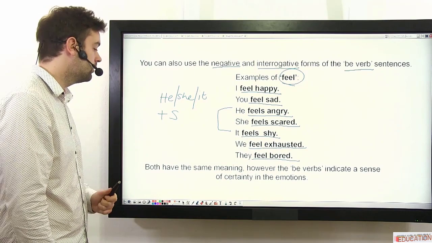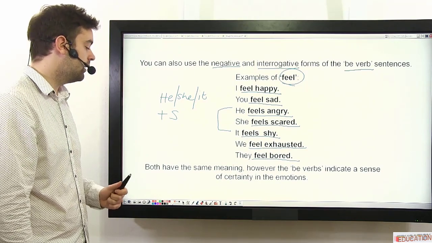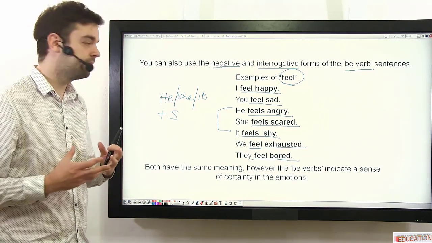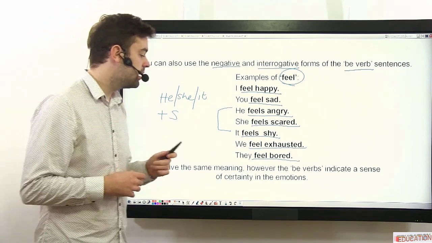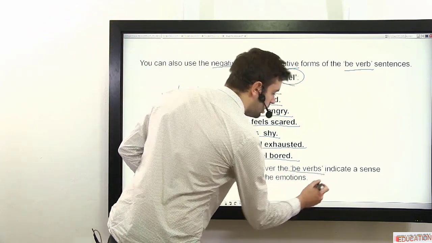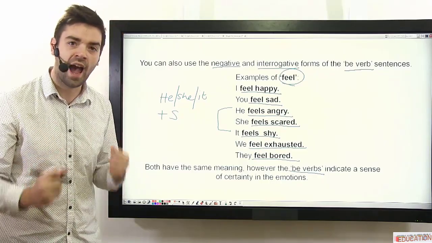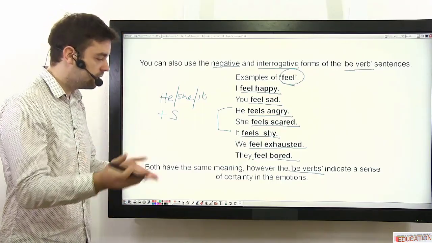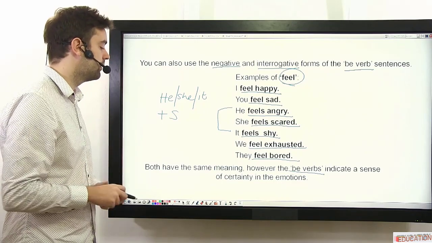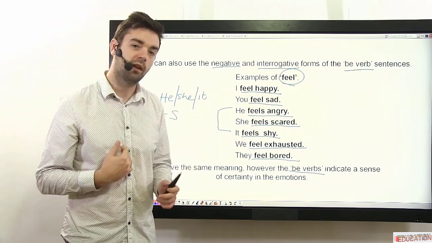Both feel and the be verbs have the same meaning. However, be verbs indicate a sense of certainty. I am angry. I am happy. Rather than I feel happy.